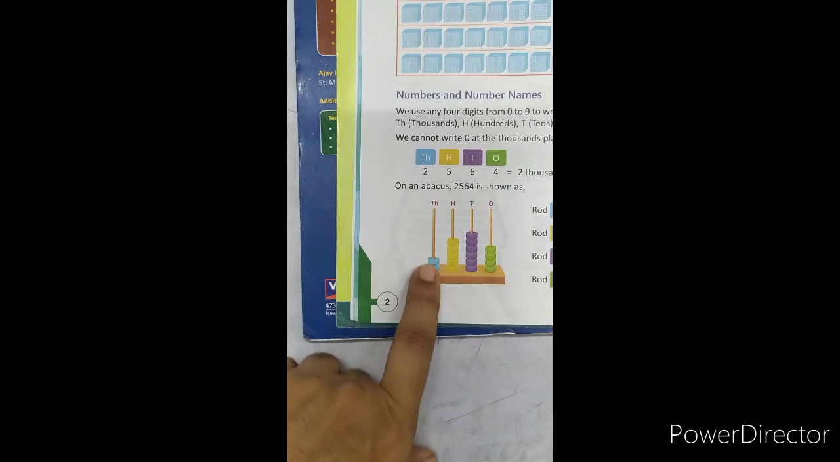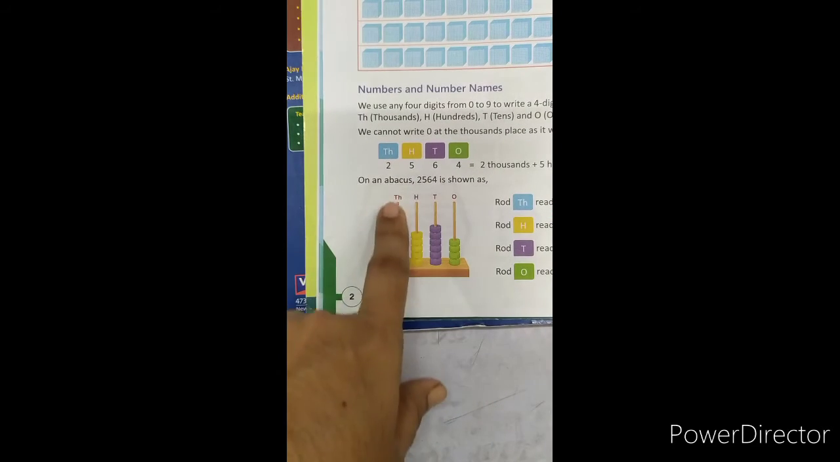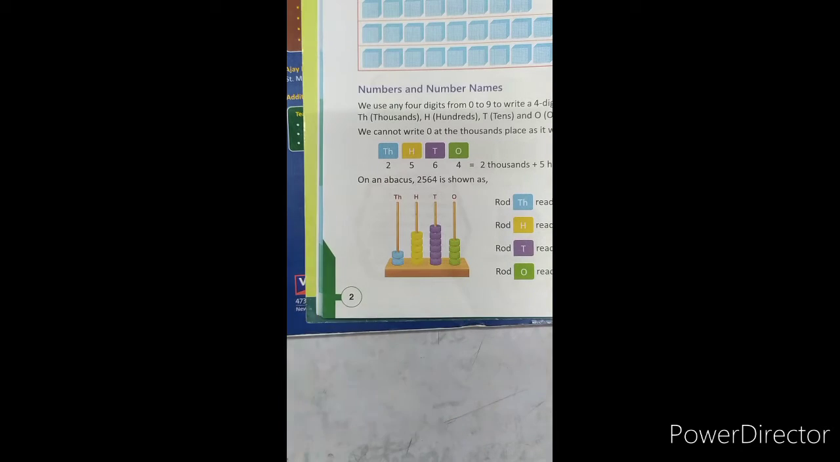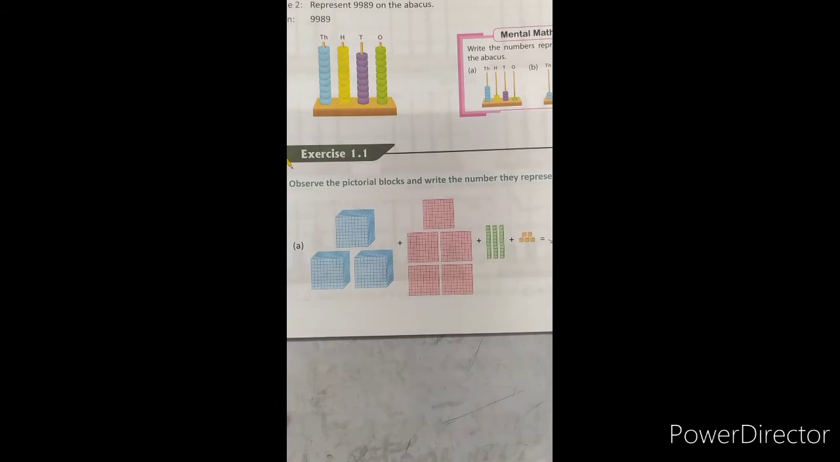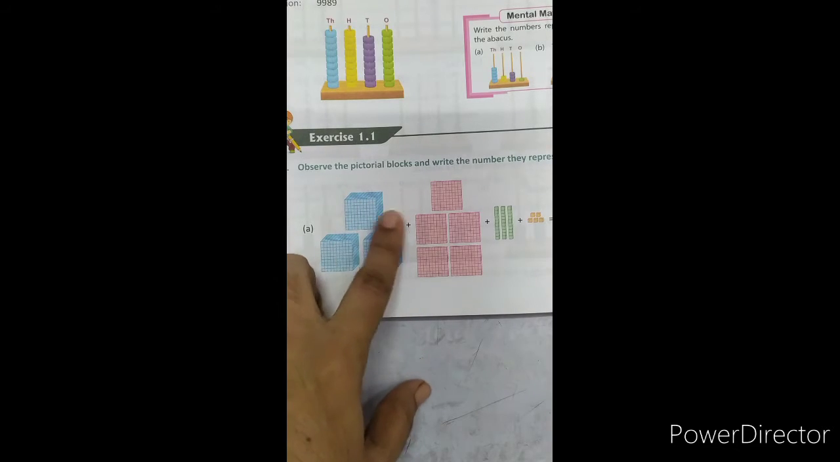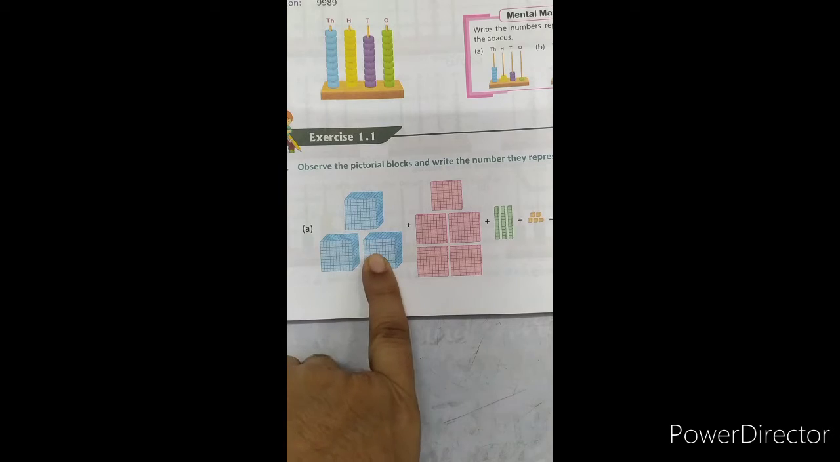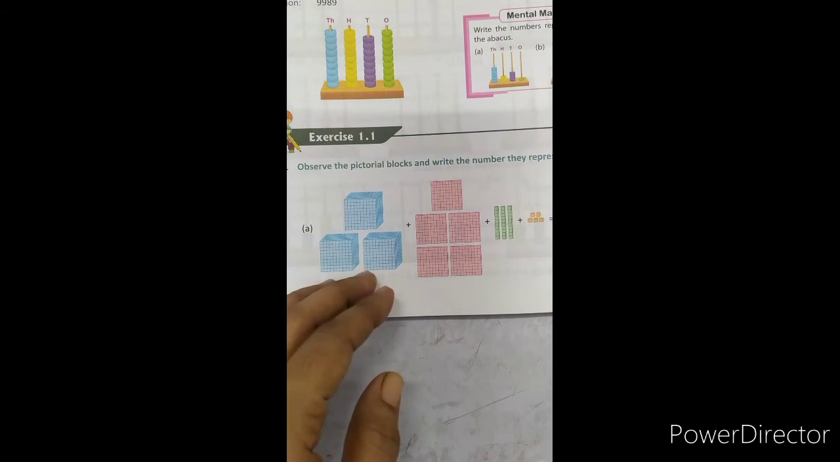2564. So the number 2564 can be represented in abacus form also. Now if you go to page number 3, you have exercise 1.1. Now you can see the pictorial box over here. You have already been given examples of this type of pictorial box in your previous pages.